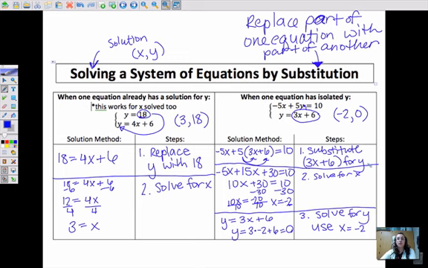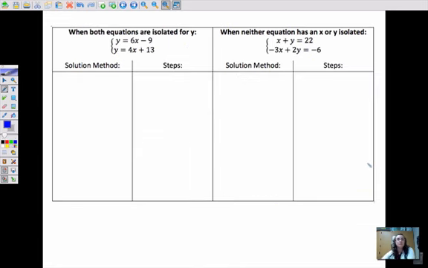This is where you're going to pause the video and make sure that you have those things copied down. All right, next part. y equals 6x minus 9 and y equals 4x plus 13. Solve the equation similar to the last one.